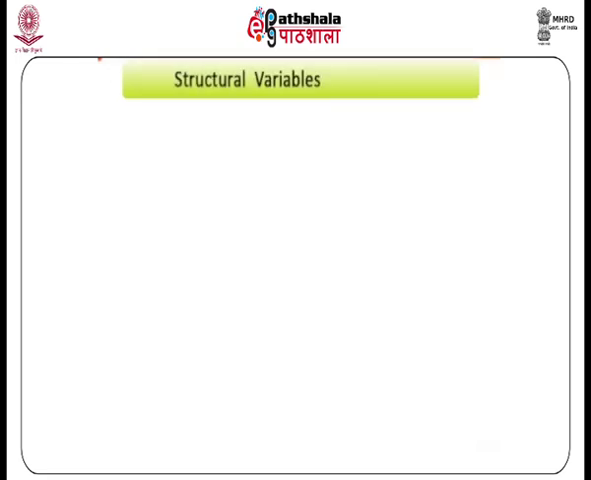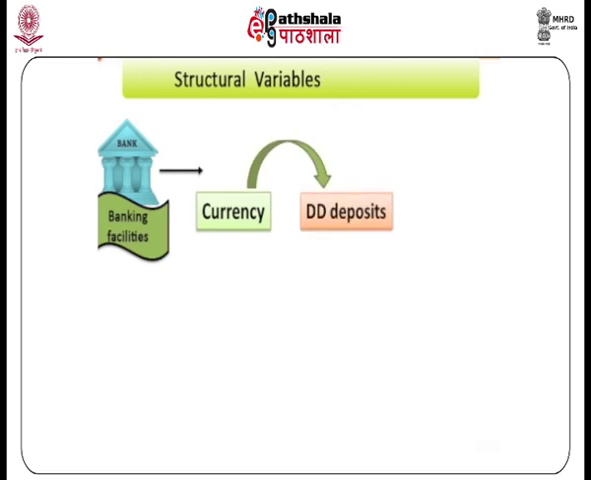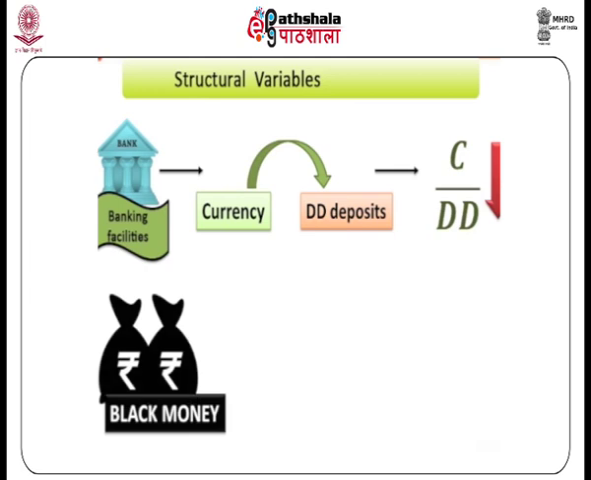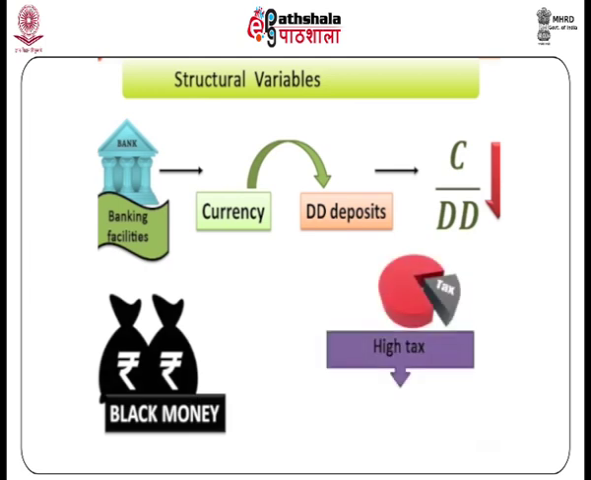Structural variables. The spread of banking facilities amongst the population is likely to affect the C upon DD ratio, as it would enable the public to move out of currency into DD deposits and hence could be the cause of a decline in the C upon DD ratio. Another factor which could affect this ratio is black money holdings. In a period of high taxation, people have an incentive to evade taxes and hold them as currency.